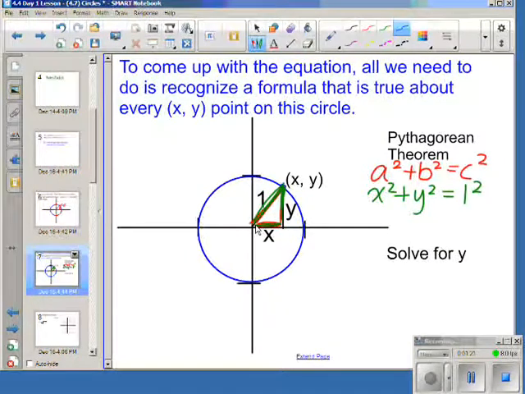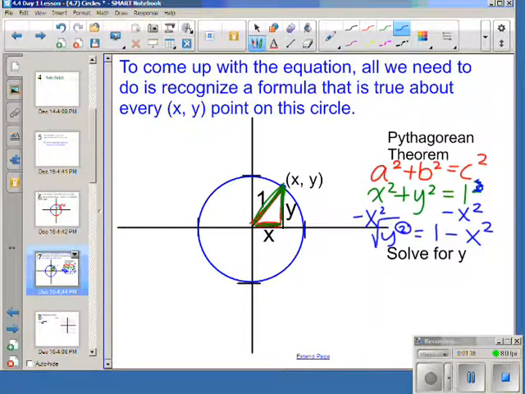All right, so obviously 1 squared is 1, so we're just going to ignore that. I'm going to subtract x squared from both sides. So I'm left with y squared equals 1 minus x squared. To get rid of the square, I'm going to square root. So I end up with y equals. Now remember, when I take the square root of an equation, I should get a positive and a negative. So I get plus or minus the square root of 1 minus x squared.